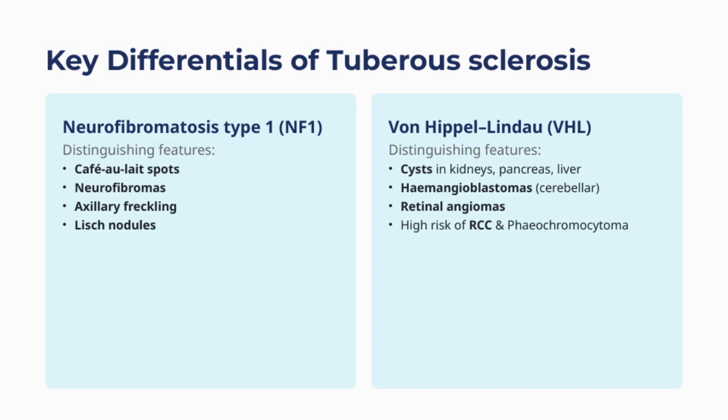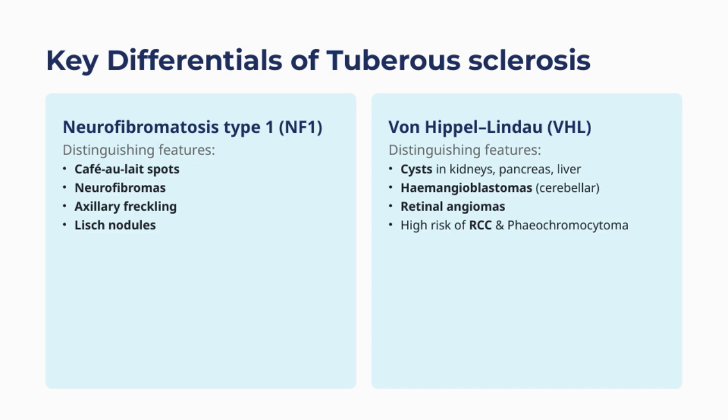Axillary freckling, or freckles in the armpit area, is also characteristic, along with Lisch nodules. These are pigmented iris hamartomas that can be seen during eye exams. Recognizing these features helps differentiate NF1 from other neurocutaneous syndromes.